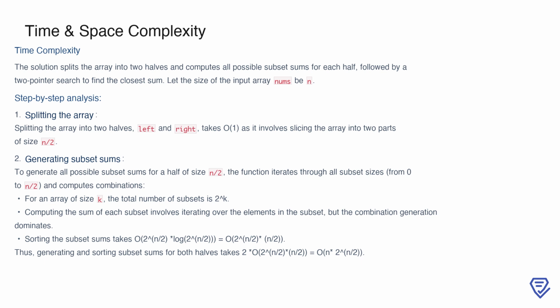Once these subset sums are computed, they are sorted, and the sorting step takes 2^(n/2) * log(2^(n/2)), which simplifies to 2^(n/2) * n/2. Since we repeat this process for both halves, the total time for generating and sorting subset sums becomes n * 2^(n/2). This subset generation step dominates the overall time complexity of the solution, as we'll see further on.